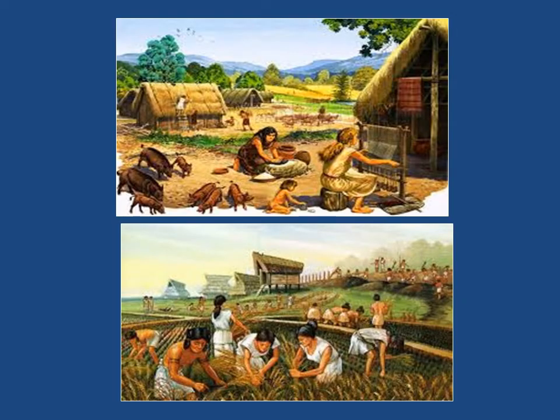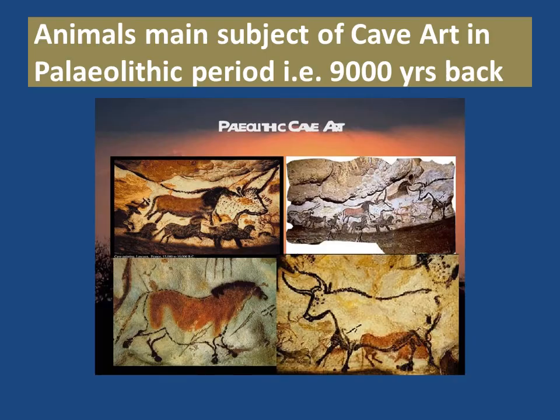So children, here you can have a look at the settled life, how the farming activity was going on, how the animals were domesticated, how the people started progressing, building houses and living at one particular place. They were no more nomads. So all these things happened in the Neolithic period.